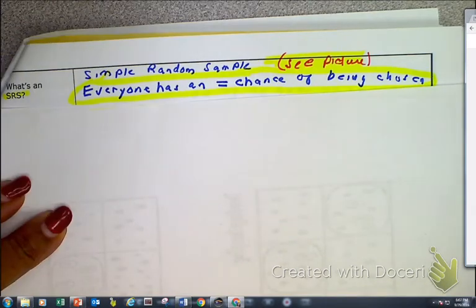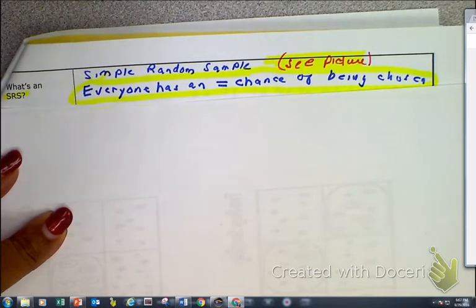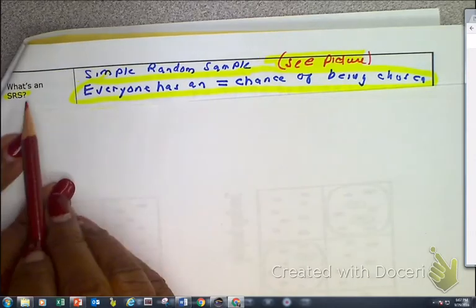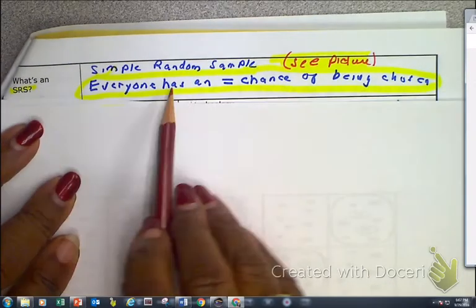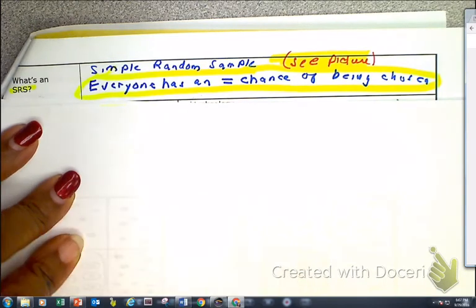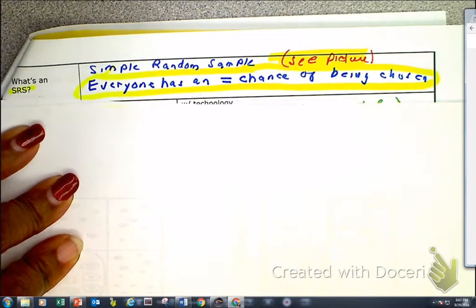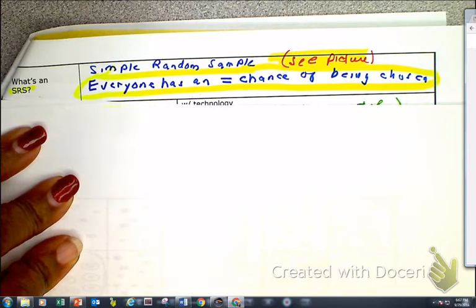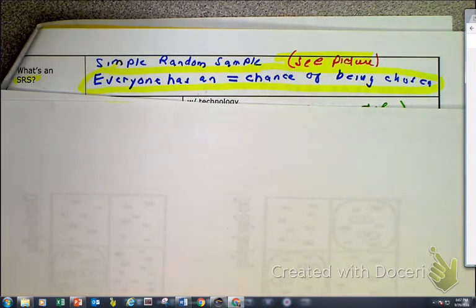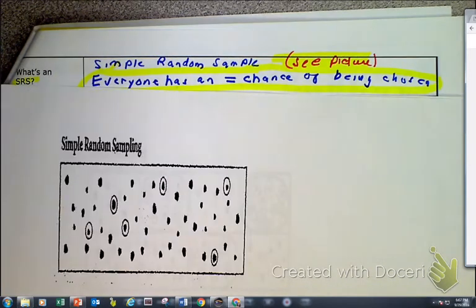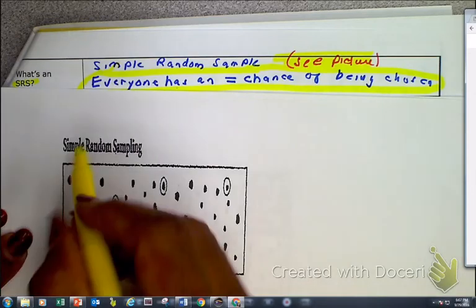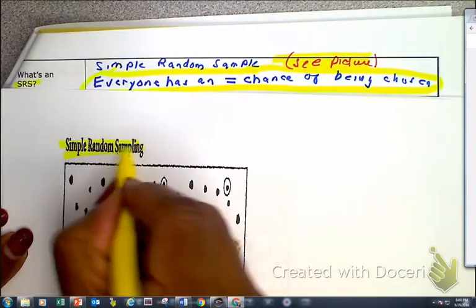Now, as we look at this, I just talked about regular random sample, but there's a special one, and it's referred to as the SRS. You'll see that quite often, and that is called a simple random sample. And if you notice, when we first started this video, it had something that looked like, why does it look like a science experiment? Well, it's not. This is a simple random sample. And as I stated, everyone has an equal chance of being chosen.